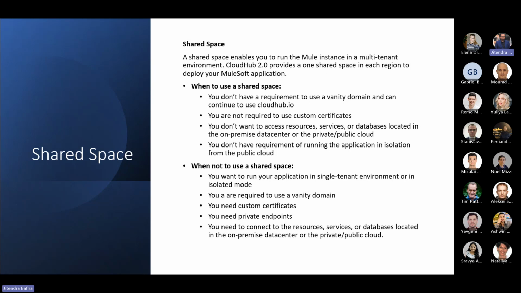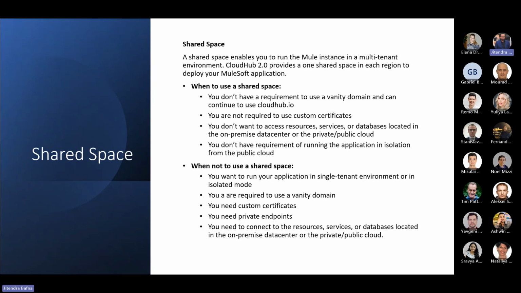And when not to use the shared space is just the reverse. Whenever you have a requirement of mutual authentication, custom certificates, or vanity domain or custom domain, or whenever you require private endpoints. You may be implementing a three-tier architecture like system API, process API, and experience API. Generally, a lot of people want their process API and system API not to be accessible over the internet. In such a case, we require a private endpoint, not a public endpoint, for those applications. So you have to go with a private space. You cannot achieve this with a shared space.